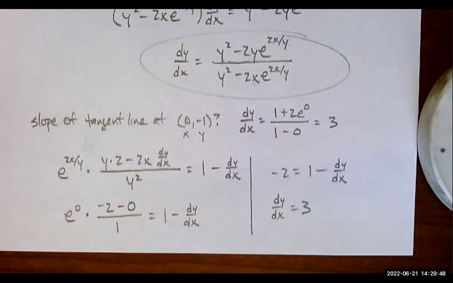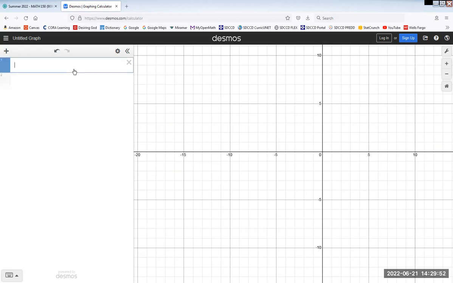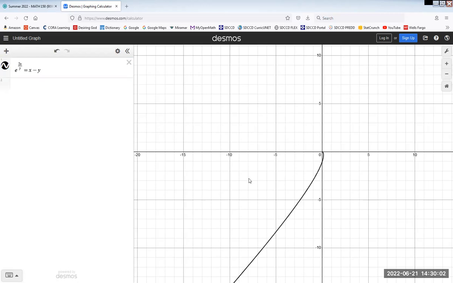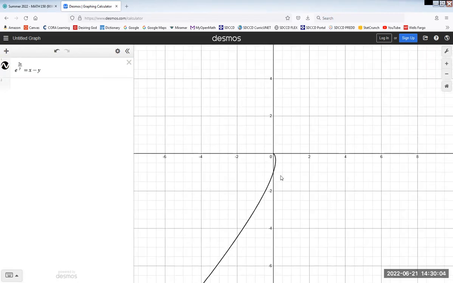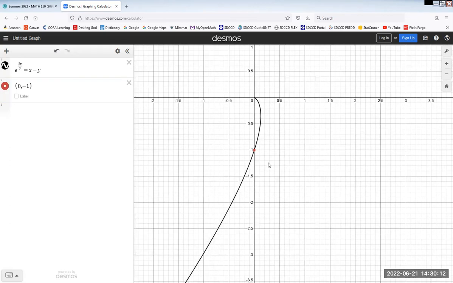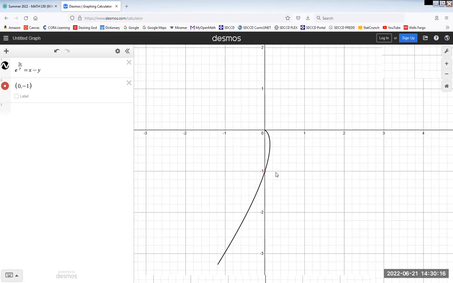I just want to graph this one real fast. It's got kind of a cool graph. e raised to the 2x over y equals x minus y. It's kind of like this hook, which is interesting. And you notice, yeah, it passes right through (0, -1). We didn't find the equation of the tangent line. It wouldn't be too hard to do so, but we can see how that might equal 3.